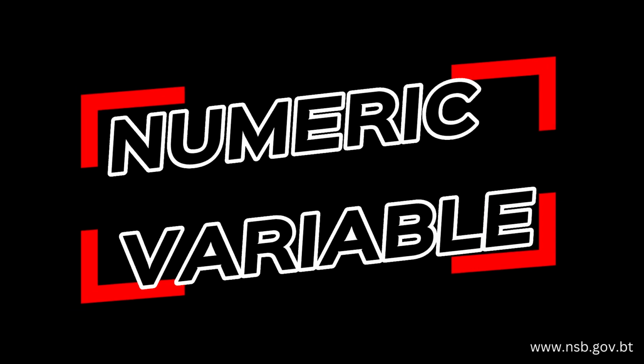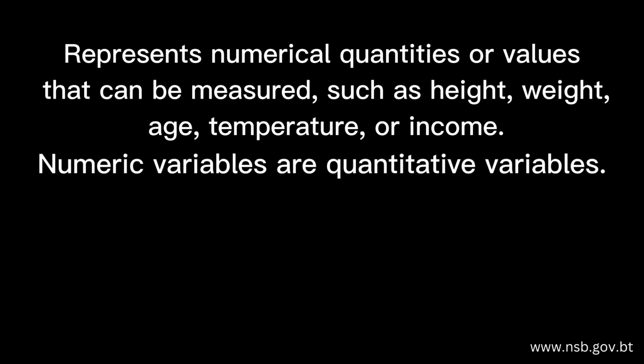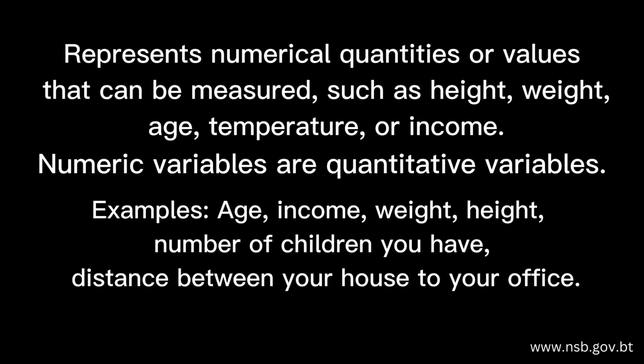What is a numeric variable? Numerical variable represents numerical quantities or values that can be measured, such as height, weight, age, temperature, or income. Therefore, numeric variables are quantitative variables. Examples: age, income, weight, height, number of children you have, distance between your house to your office, and many more.